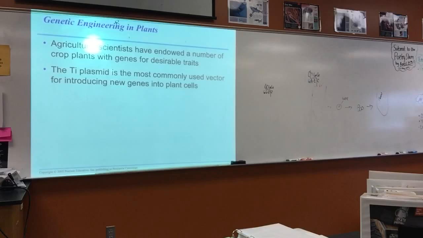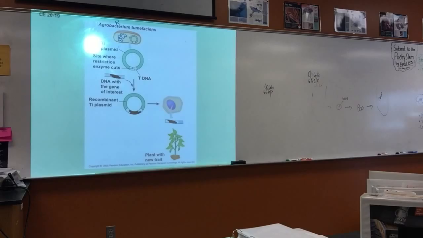All right, and then the last thing I want to talk about is how you genetically engineer plants. So, how do you get the gene? They found this really cool plasmid in a bacteria called the Ti plasmid. What it does is allow us to insert genes into plant cells very easily. And so that's what this last little picture here is.